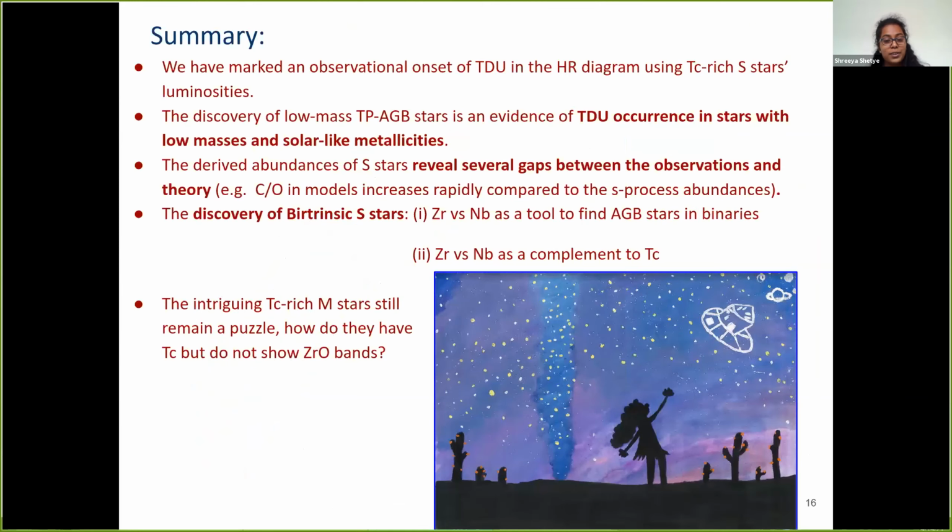I leave you here with the summary of my talk, and if you're too bored to read the summary, then you can check an artist's impression of my summary, which is me trying to understand these M and S stars using Gaia. Thank you.